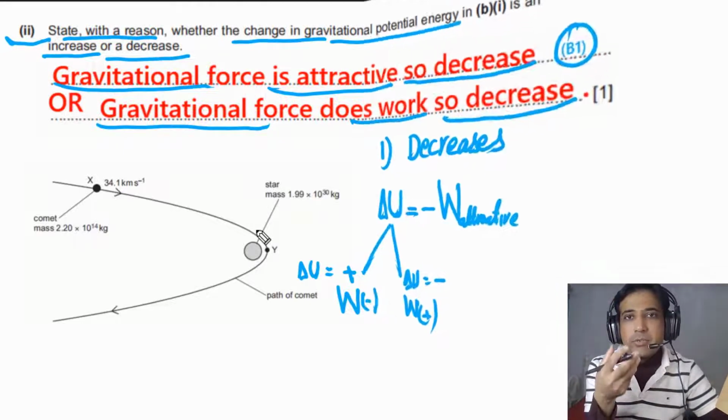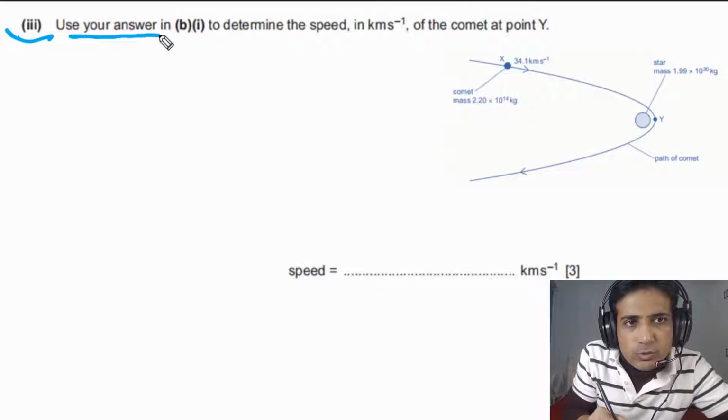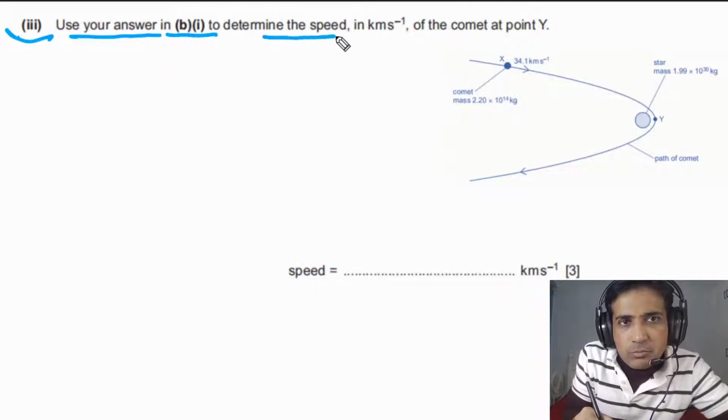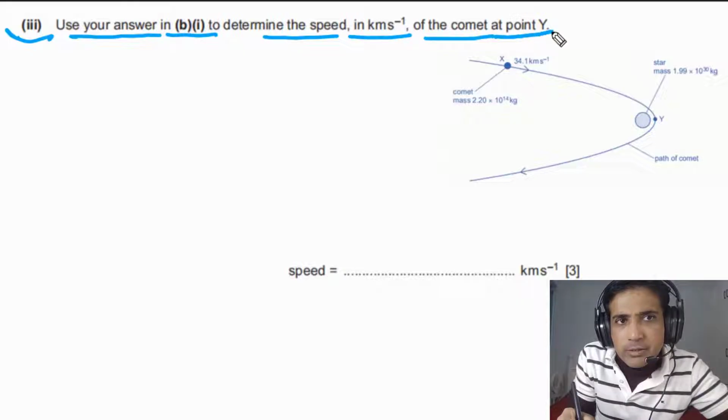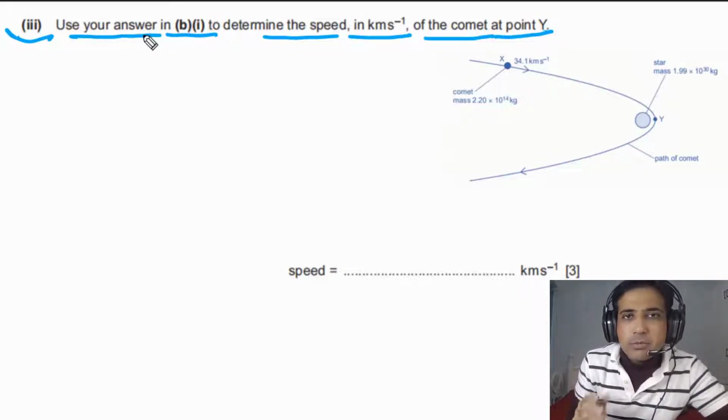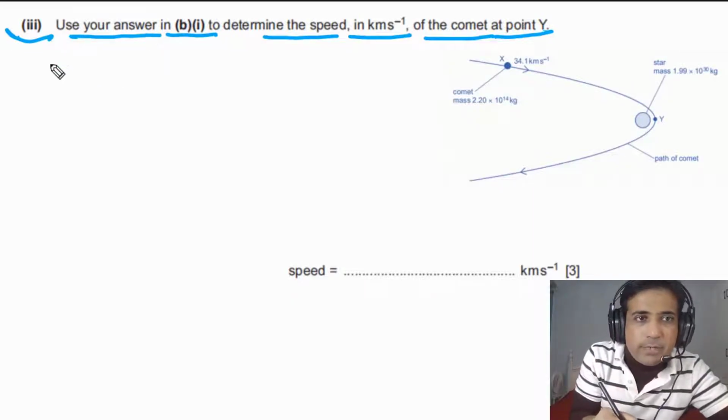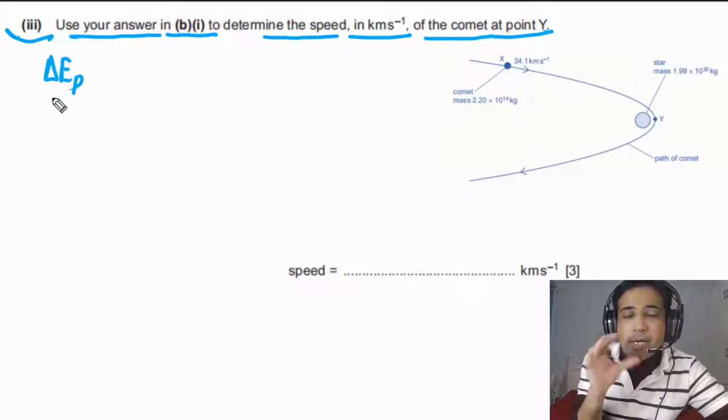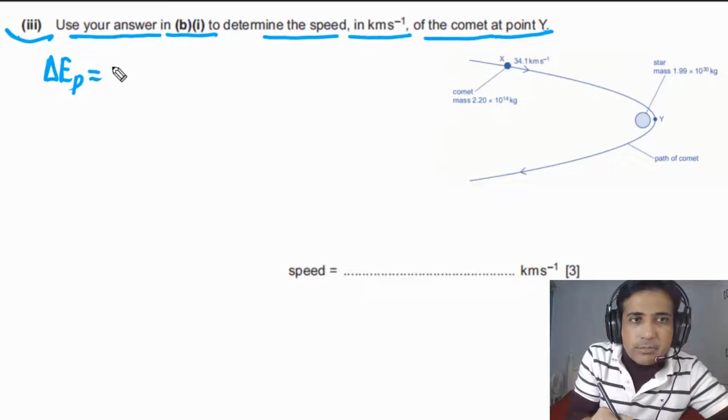So gravity is pulling this comet, so work done by gravity is positive and gravitational potential energy of this comet is decreasing. For our third part, we need to use our answer in B1 to determine the speed in kilometers per second of the comet at point Y. So this is a hint, means we need to use our answer from B1. In B1 we have calculated change in gravitational potential energy, and in this system there is only one force, that is gravity. So it simply means that in this case mechanical energy of this system is conserved.